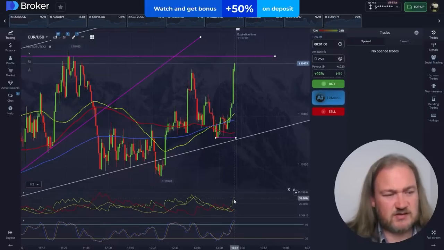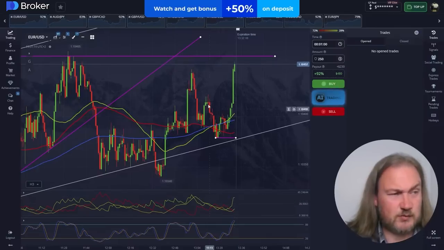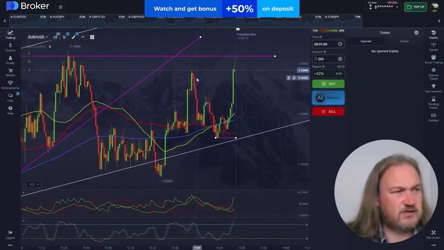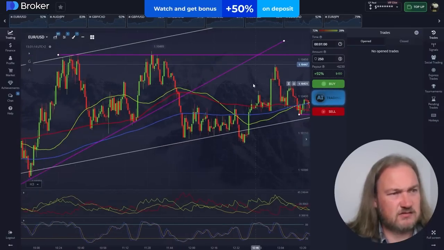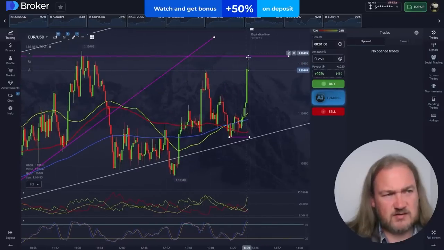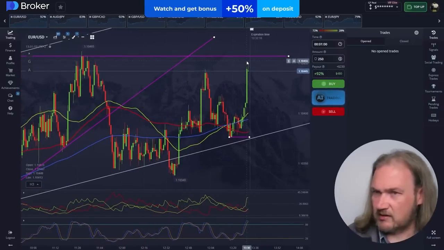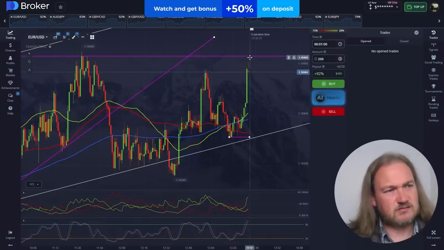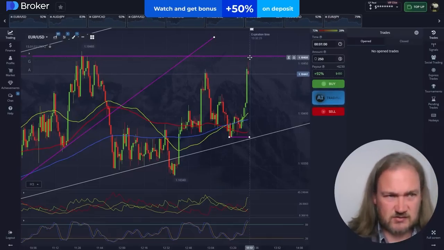We can see we've got the DI spike on the 1 minute as well. And I do have a resistance area here. So this will be a trade that I will take. But it needs to hit there first. It doesn't look like it's going to.